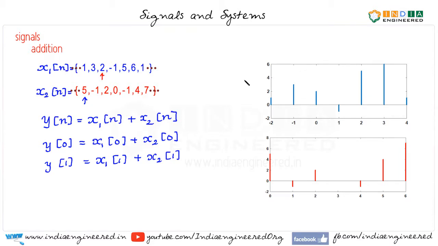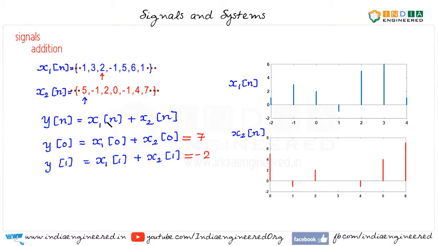Now here I have x1 of n and x2 of n. From this, y of 0 has to be, this is x1 of 0 and this is x2 of 0. That is 5 plus 2, it should be 7. Now y of 1 is x1 of 1 plus x2 of 1. x1 of 1 is minus 1 and x2 of 1 is minus 1. So we will get minus 2.